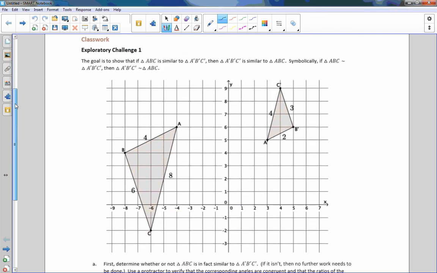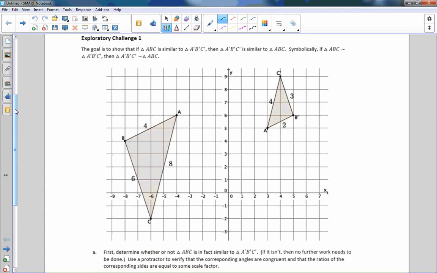All right, so we're going to start with the classwork here. And the exploratory challenge says, now when it says exploratory challenge, that means you're supposed to try it on your own. So pause the video, see if you can do it, and then come back and we'll take a look at it.